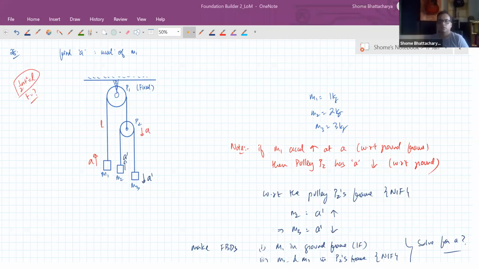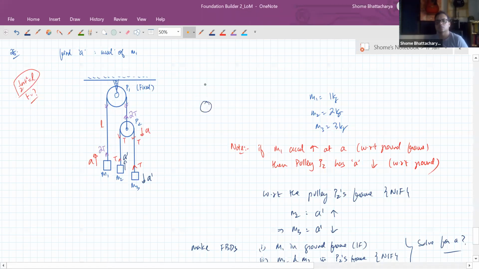Yeah, sorry, the screen has gone again. Yeah, so one more thing we have to be careful about here is the tension. So you'll see that if this thread has a tension T, okay, then this second thread here will have a tension of 2T. Why? Because the pulley P2 is massless.